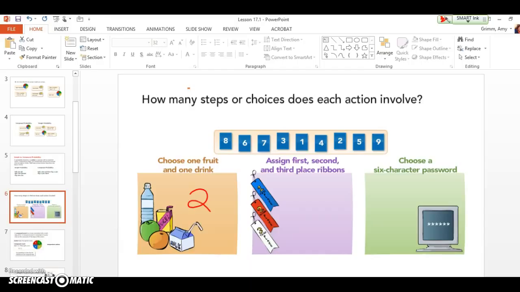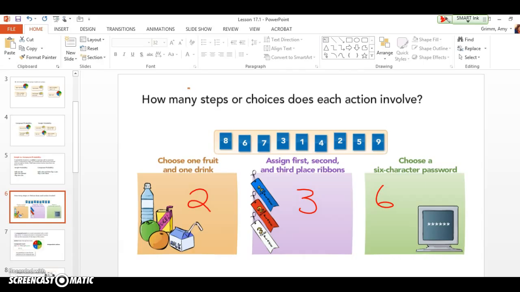Assign first, second, and third place ribbons. 3 actions. Very good. Choose a 6-character password. Put 6. And the reason that is because every time I pick one, so the first number I can choose 0 through 9, right? So I go, oh, I want to go with a 3. And then my next one I have to choose 0 through 9. And I say, oh, I want to pick a 2. And then the next, you know what I'm saying? So it's 6 different actions in there. Very good. So all 3 of those would be an example of compound probability.